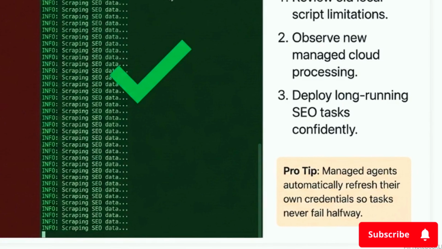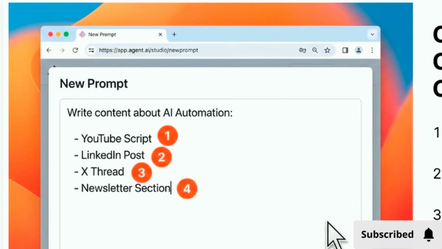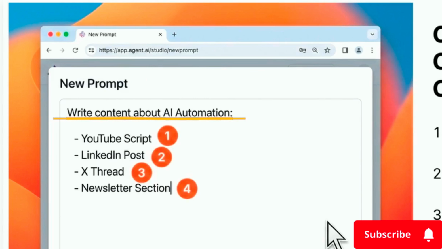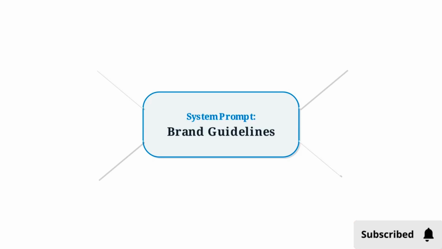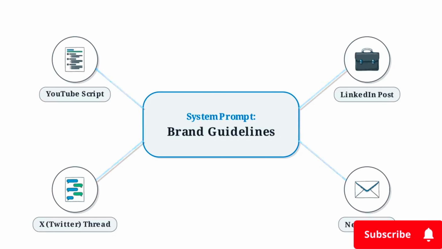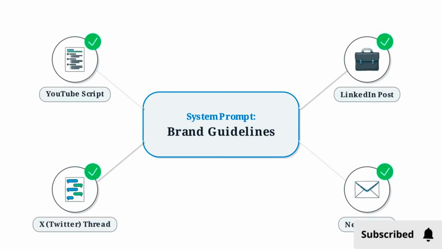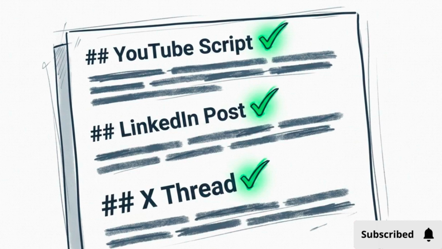In the prompt workspace, we ask the AI to translate our scraped SEO data into 4 formats: a YouTube script, a LinkedIn post, an X thread, and a newsletter section. To ensure a professional result, we also instruct the AI to maintain a consistent brand tone across all 4 platforms simultaneously. The system generates a structured content block, with each section already formatted for its specific destination.